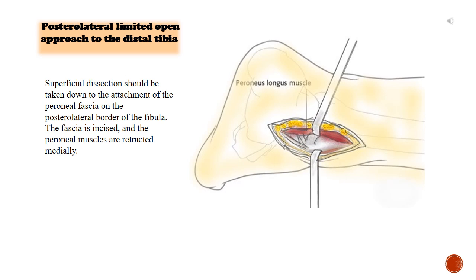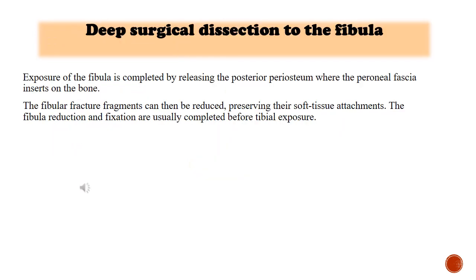The fascia is incised, and the peroneal muscles are retracted medially. Exposure of the fibula is completed by releasing the posterior periosteum where the peroneal fascia inserts on the bone. The fibular fracture fragments can then be reduced, preserving their soft tissue attachments. The fibular reduction and fixation are usually completed before tibial exposure.